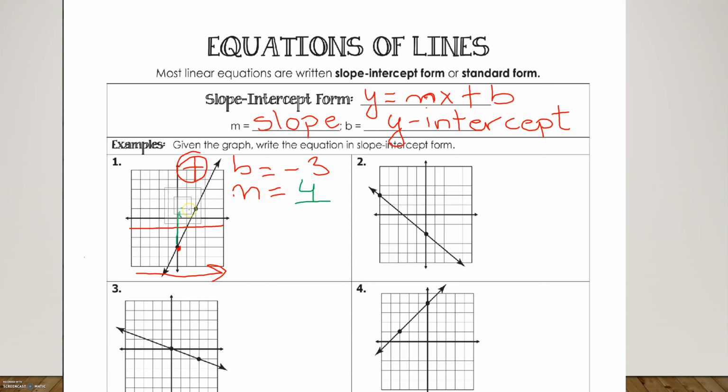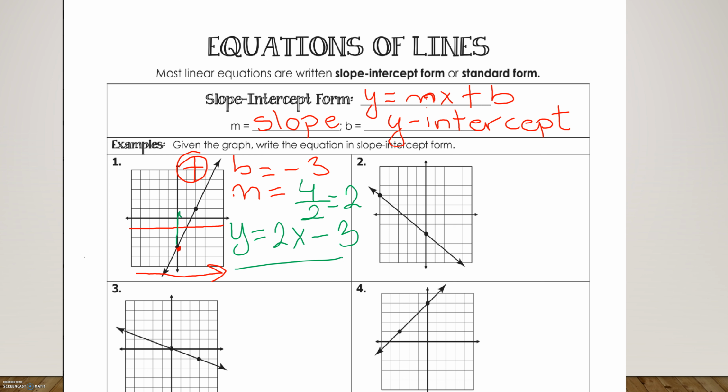The run is going to be 1, 2. So 4 over 2. Now we can simplify this. We know that 4 divided by 2 is just 2. So my slope is 2. My y-intercept is -3. I can plug into slope-intercept form. So y is equal to m, which is 2, x plus b. Well, our intercept is negative, so we're actually going to have a -3, and that would be your answer. Let's look at example 2.